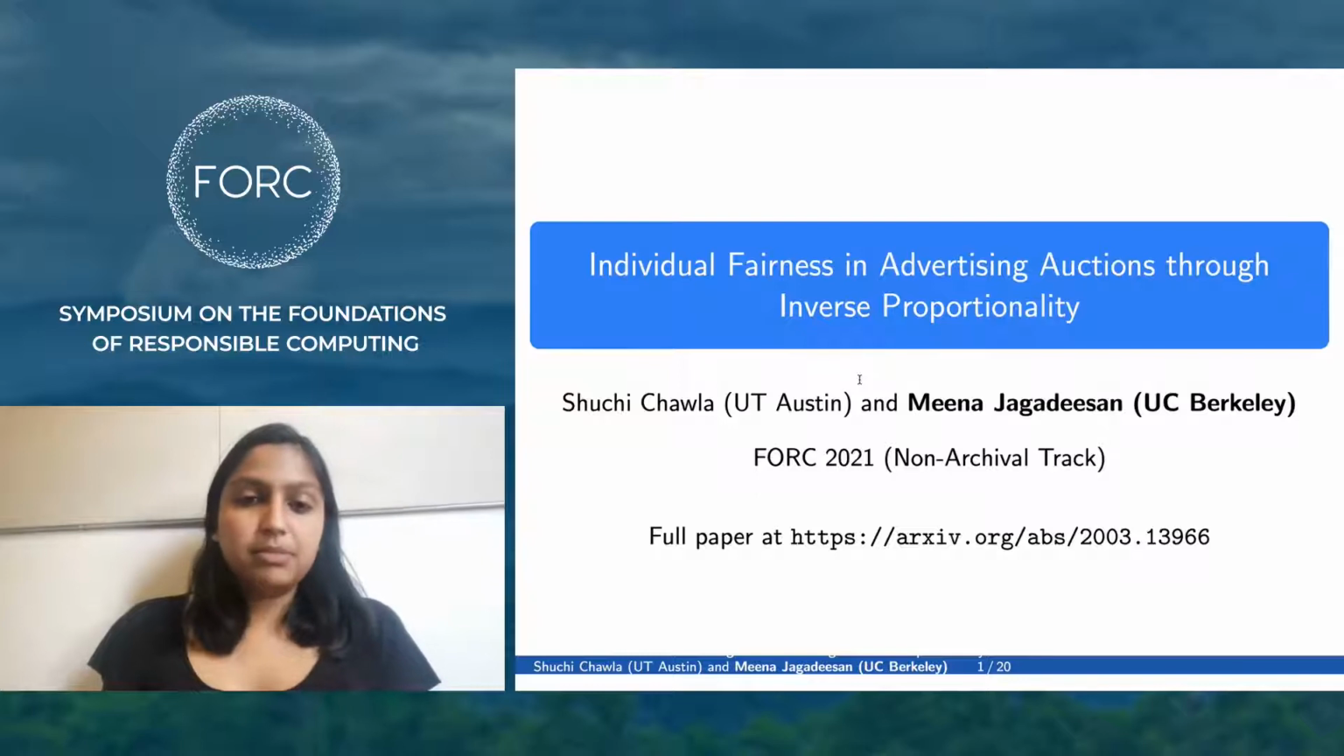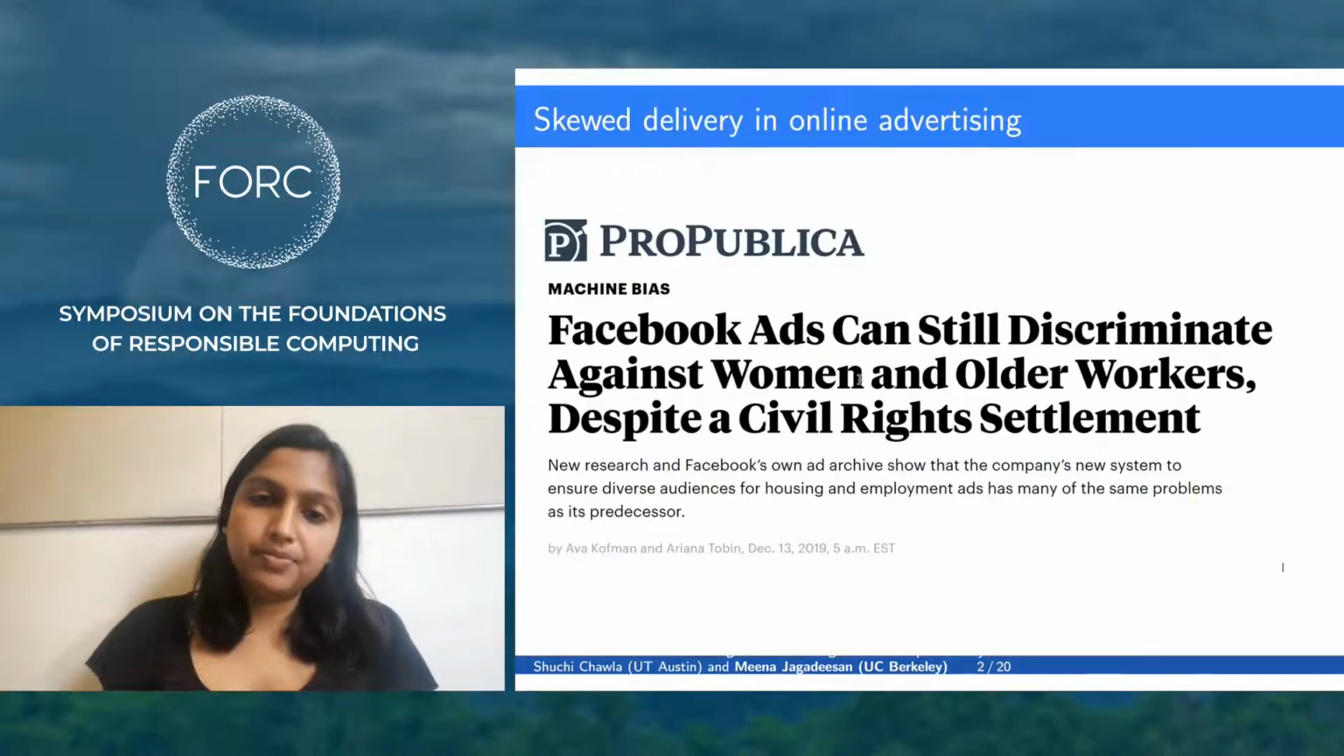So, I'm going to be talking about individual fairness in advertising auctions through inverse proportionality. And this is joint work with Shuchi Chawla.